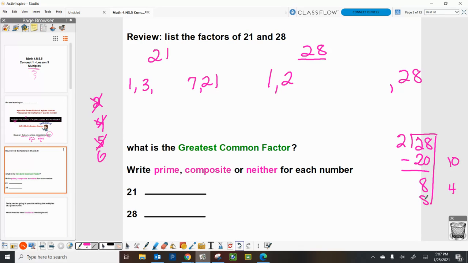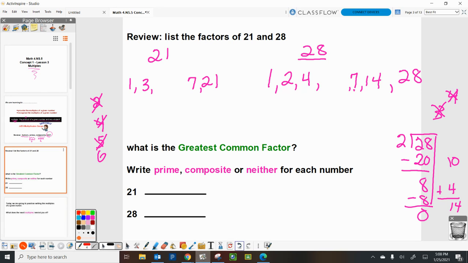Subtract, and I know that 2 times 4 is 8. No remainder, so that's 14. So I have 14. How about 3? 3, 6, 9, 12, 15, 18, 21, 24, 27. Nope, not even close. How about 4? 4, 8, 12, 16, 20, 24, 28. Oh, sure enough, 4 times 7. Okay, how about 5? Does it end in a 0 or a 5? How about 6? 6, 12, 18, 24, 30. Nope. And then I hit 7, so I know I'm done.